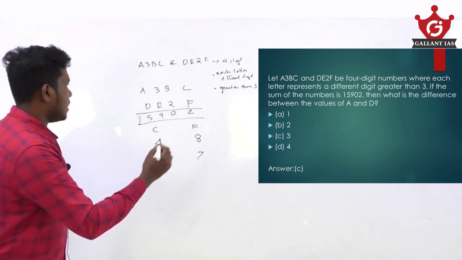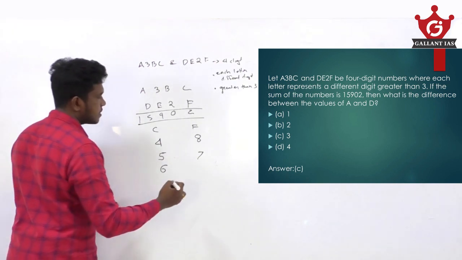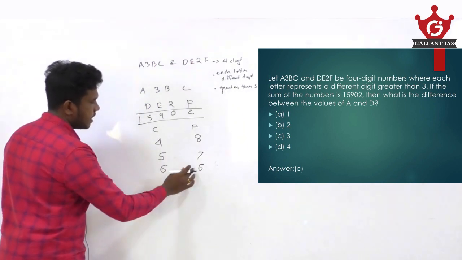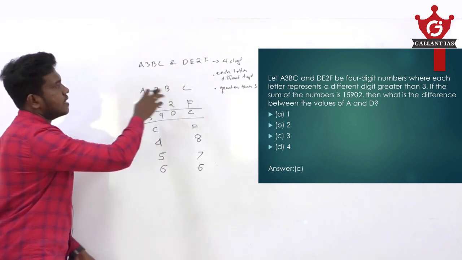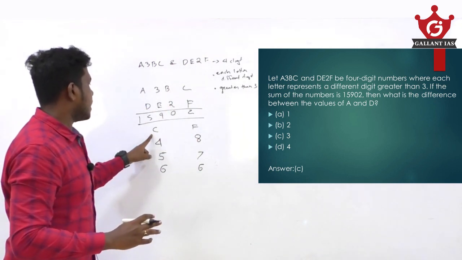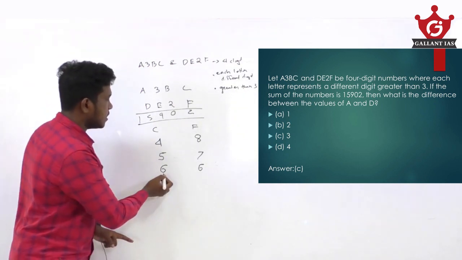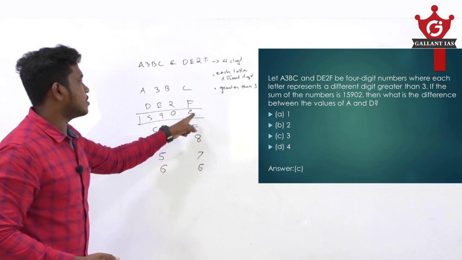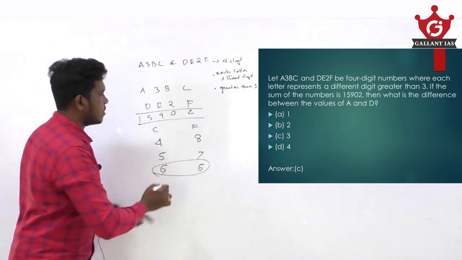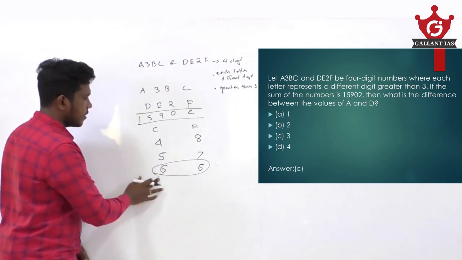Okay, now assume C as 6. When you assume C as 6, then F will be 6. But can we take 6 here? Because it is said that each letter has a different digit. If we are assuming C as a certain value, then F should not be that value. But here we assumed C as 6, then F should also be 6 in order to get the 2 here, right? So we can't take 6 here, because both C and F will be getting 6. So we can't neglect that. Okay.